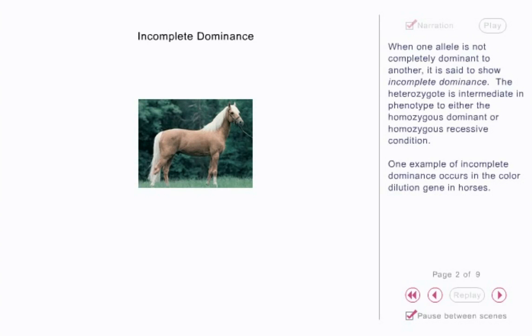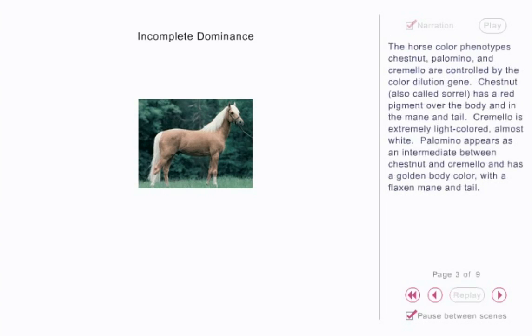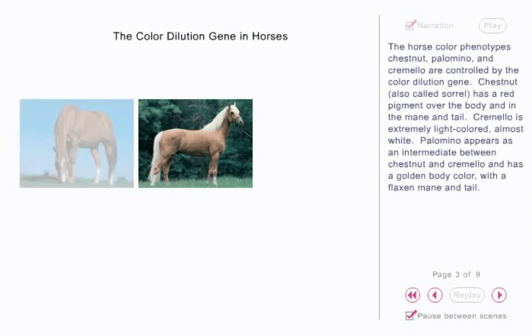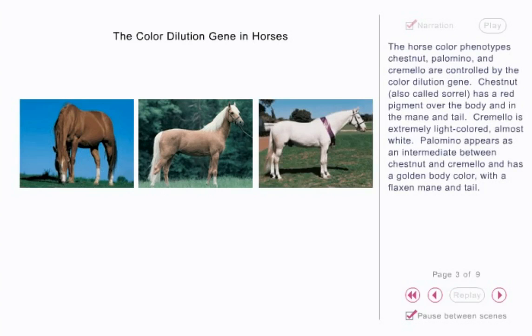The heterozygote is intermediate in phenotype to either the homozygous dominant or homozygous recessive condition. One example of incomplete dominance occurs in the color dilution gene in horses. The horse color phenotypes chestnut, palomino, and cremello are controlled by the color dilution gene.